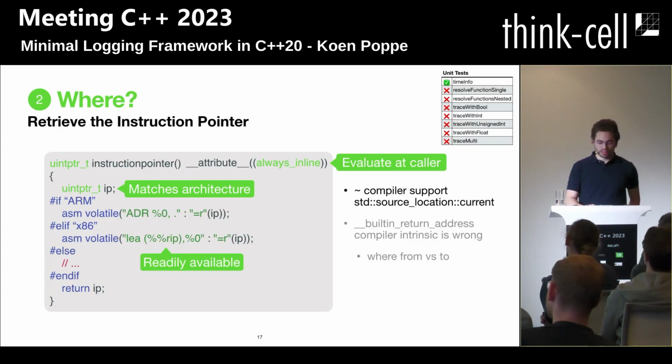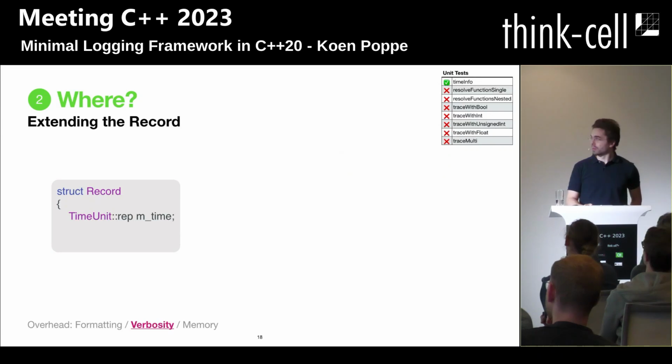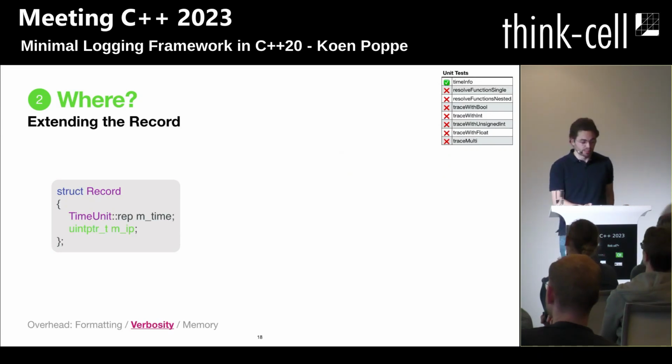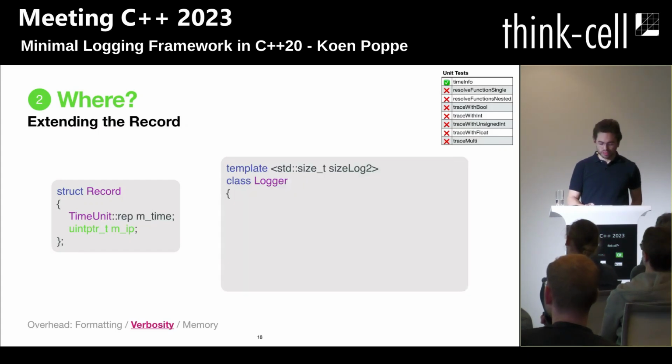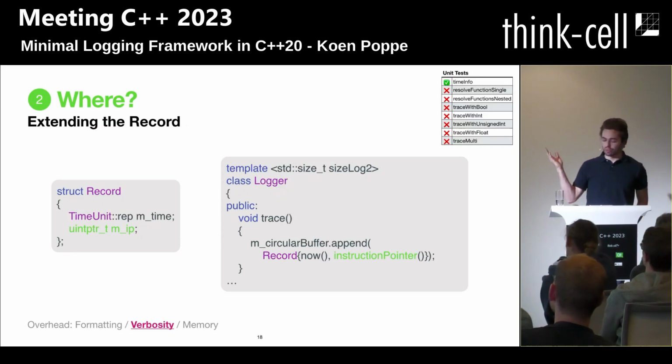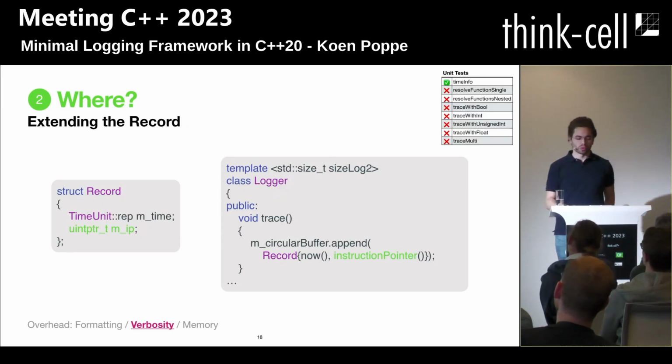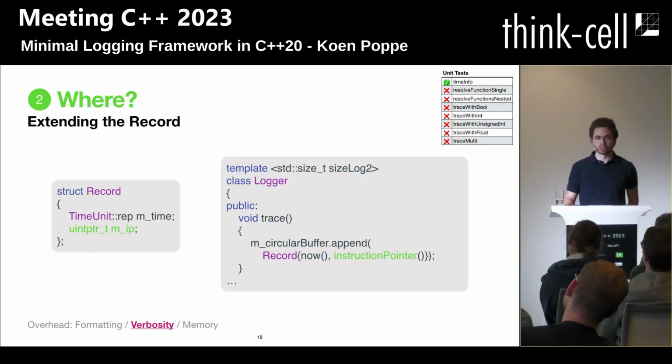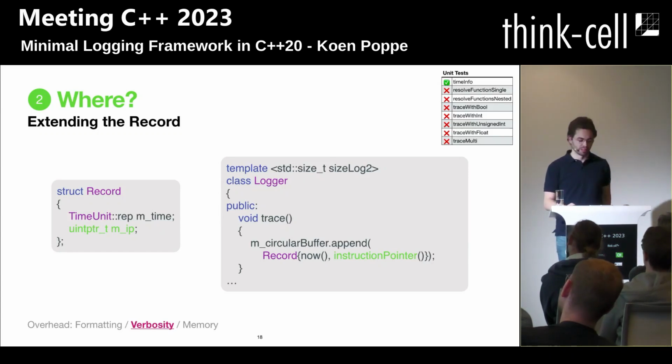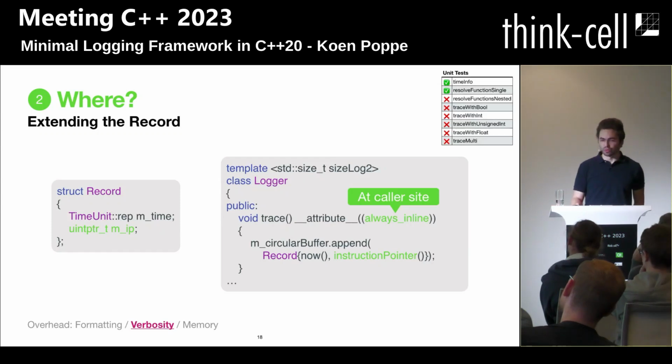So how do we add this instruction pointer? We can just take our record and add it in there. It's fairly easy to do that. And then our trace method just gets extended to not only query the current time, but also take the instruction pointer at that point. And of course, here we again have the same issue. If we do it like that, we will always get the instruction pointer in the trace method, which is not ideal, so we have to do another request to the compiler to inline it.